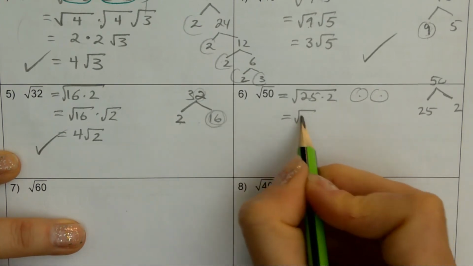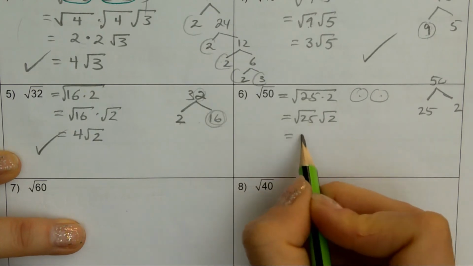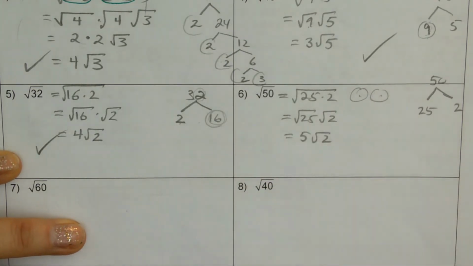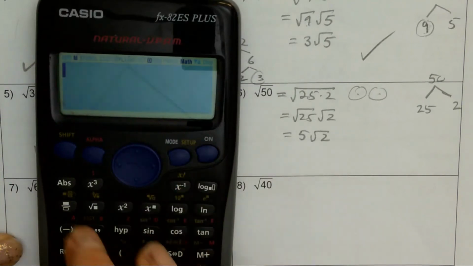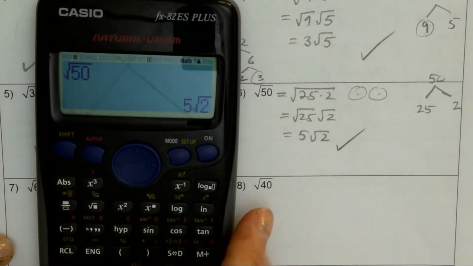So root 25, root 2. 5 times 5 is 25. So that's 5 root 2. Let's check with our calculator. Always check. Yep. Because then you know you're doing your homework correctly.